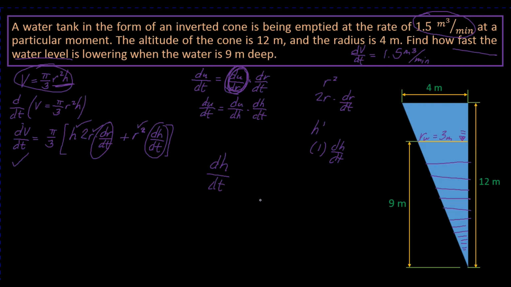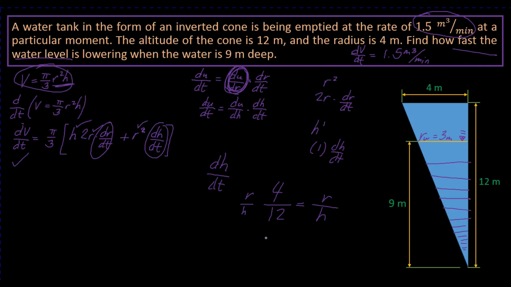In terms of similar triangles, we know that this cone has a ratio of radius to height of 4 to 12. And at this particular moment, the water will just have that same ratio. Like here, 4 to 12, 3 to 9, that's 1 to 3, right?